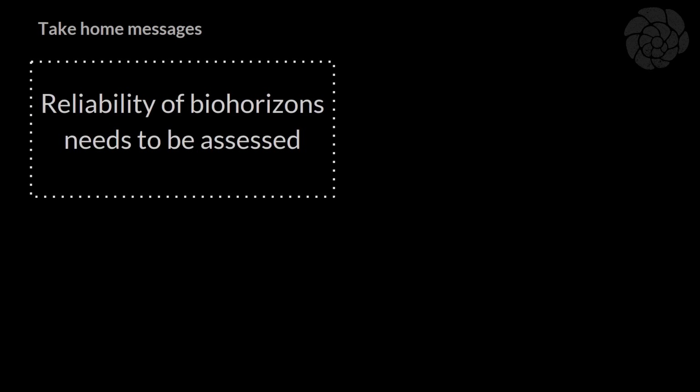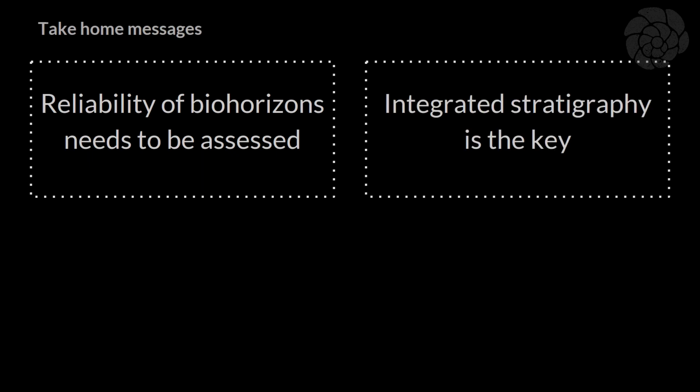So that leads me to my conclusion, my take-home messages. First, the reliability of biohorizons needs to be assessed, and I agree with Claudia and Nini that we need to use absolute abundance patterns, but I would be more cautious with the term standardization, because standardization is going to be difficult. We have different methods of preparation, and we have different abundance depending on the period of time that are studied. So it's not going to be an easy task.